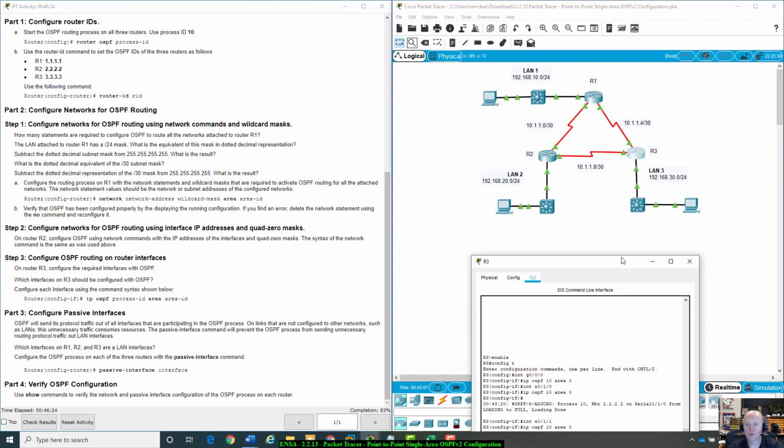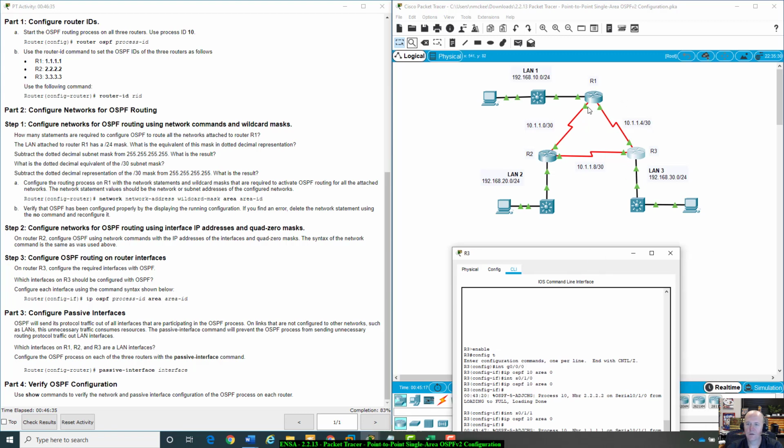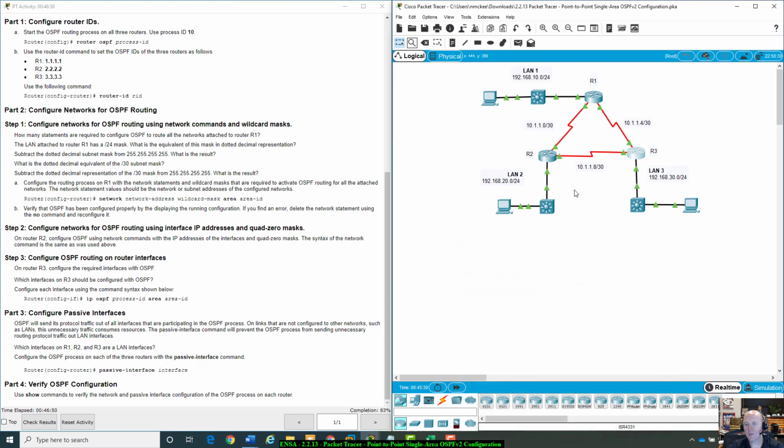So, in this case, all the ones that have straight-through cables that are black are LAN cables. Everything else should be sending OSPF packets out. All right, so that'll be another question. Configure the OSPF process on each of the 3 routers with the passive interface command. So I'll go back to R1 first.